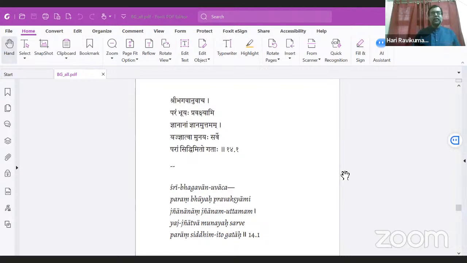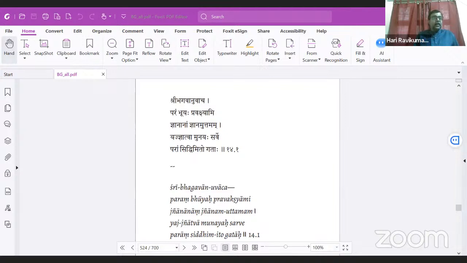Sri Bhagavan Uvacha: Param bhuyah pravakshyami jnananam jnanam uttamam, yad jnatva munayah sarve param siddhim ito gatah. So I'll tell you more about the supreme wisdom which transcends all knowledge. By knowing this, the munis, the sages, have attained the highest perfection, Krishna says.